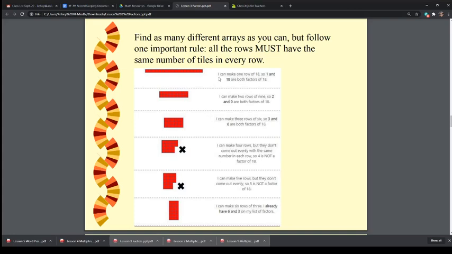I can make one row of 18. I can make two rows of 9, so 2 and 9 are both factors of 18. I can make 3 rows of 6, so 3 and 6 are both factors of 18. I can make 4 rows, but they don't come out evenly, so 4 is not a factor. I can make 5 rows, but they don't come out evenly, so 5 is not a factor. I can make 6 rows of 3. I already have 6 and 3 on my list as factors.